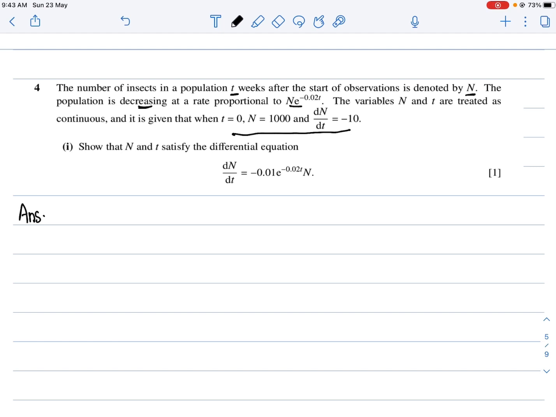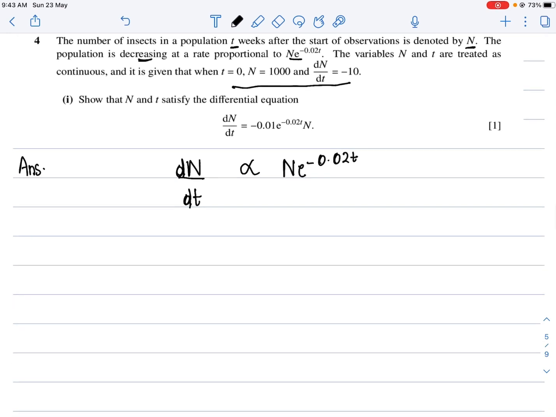So first thing I'll write is that dN/dt is directly proportional to N e raised to minus 0.02t. Agreed? So now when I change the proportionality sign to equal to, a constant comes into play and I can write something like this.